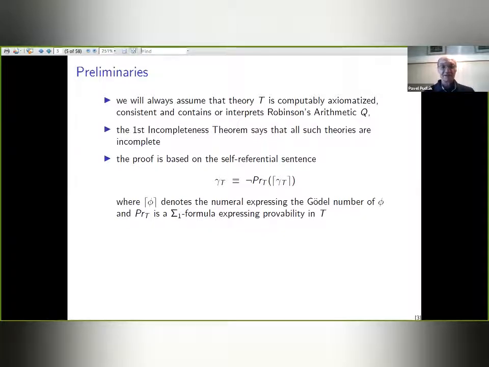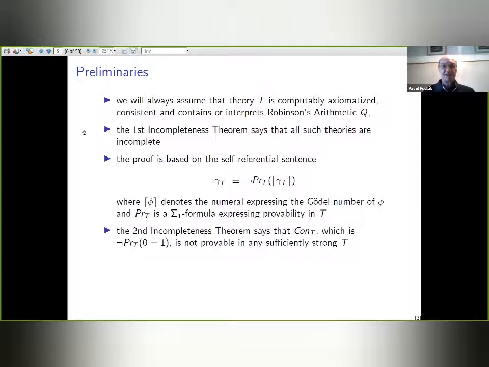So the argument is that one states a self-referential sentence that says that the sentence is not provable, and the sentence is equivalent to this fact. Here, the square brackets denote the formalization of the formula, which means it's a numeral that represents the Gödel number of formula phi, and Pr is some formula representing provability in T, and we assume that it's a Sigma_1 formula.